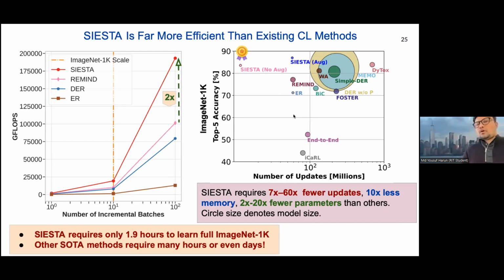An ideal continual learner should achieve higher accuracy using less compute. And as you can see, Siesta is located at the top rightmost corner. That means it uses less compute in terms of number of updates and achieves higher accuracy, outperforming other methods. The circle size denotes the model size. Other methods also use a higher number of parameters, even bigger models, but they are still very computationally expensive. Siesta uses less compute and fewer parameters to outperform them.